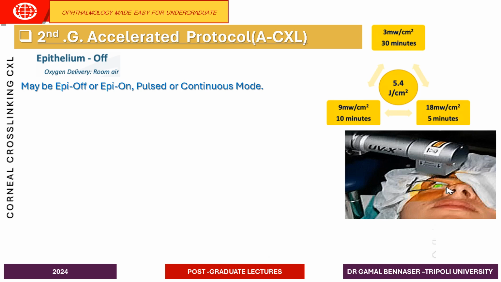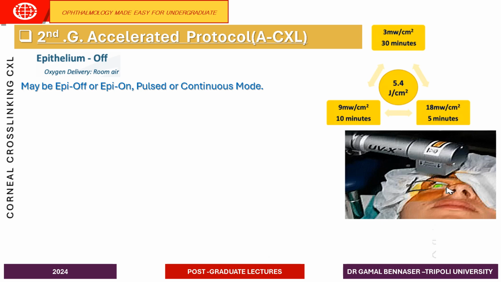As I said before, after the paradigm success in the classical Dresden protocol, now the doctors try to solve the problem of the duration of the procedure. As you know, the procedure takes a long time: it needs 30-minute exposure to riboflavin, then 30-minute exposure to ultraviolet.